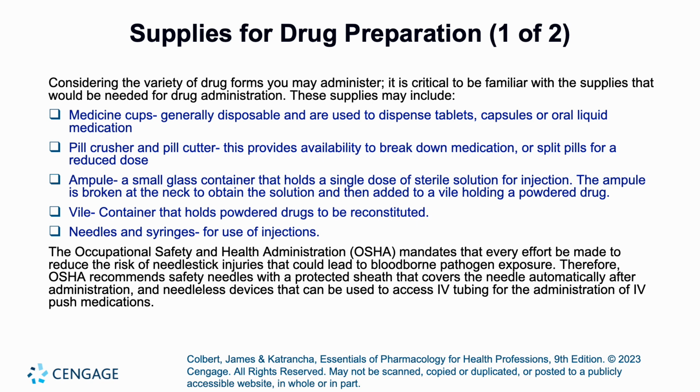Vial, a container that holds powdered drugs to be reconstituted. So there are vials that hold liquid, and there are ones that hold powder. This is spelled wrong on this slide. I didn't create these. These were from the publisher, but it's VIAL, not VILE. Containers, again, that hold powder drugs or liquid drugs, vial. And then needles and syringes for use of injection. If you are drawing up a medication out of a vial or an ampule, you are not going to use that same needle to inject the patient.